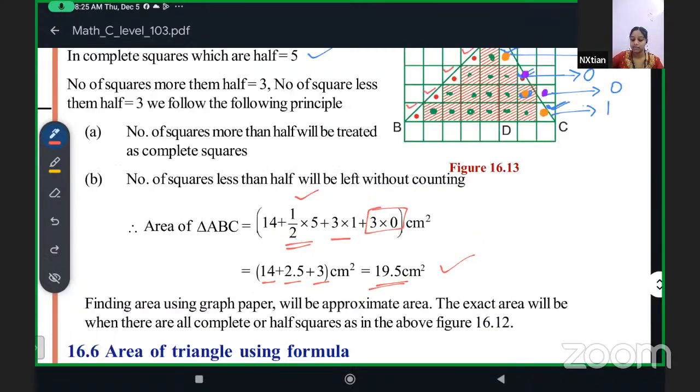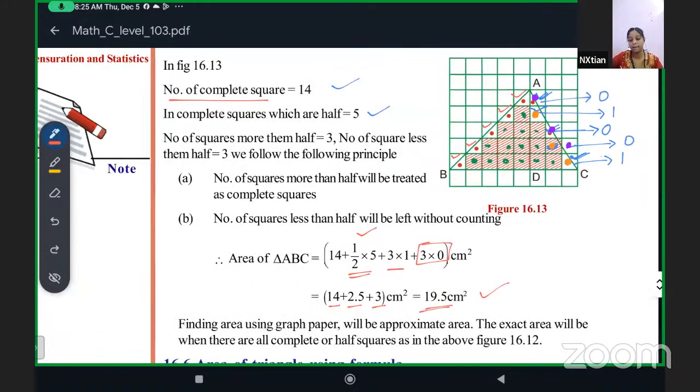Ma'am, I have a question. Yes, ask. Ma'am, this will only come to the approximate perimeter, right? Abraham, I think so. Not perimeter, area. Area, yes, right. The approximate area, we want to find.